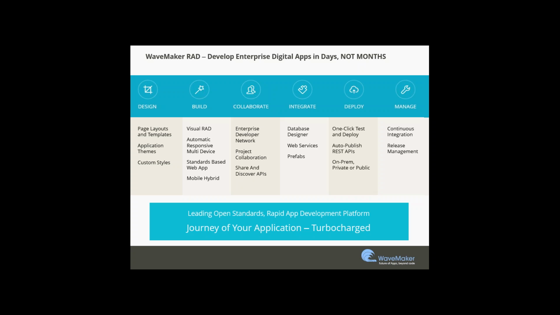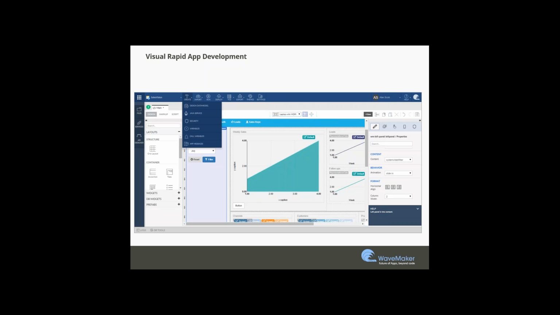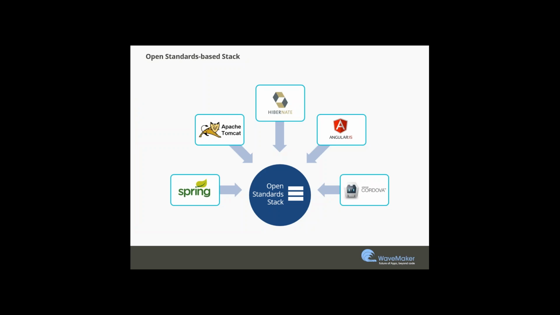WaveMaker is an open standards-based rapid application development platform that helps you to turbocharge your application development and delivery timeframe. It provides you with a browser-based drag and drop environment to build your application. So it's a visual development environment. The apps that are built using WaveMaker are open standards based. So on the client side, it uses AngularJS and Bootstrap for your applications, and for the server side, it uses Spring Hibernate as well as Apache Cordova for mobile hybrid applications.